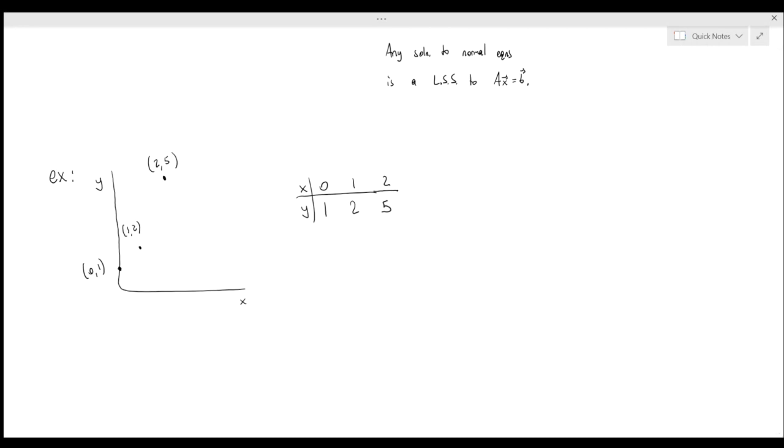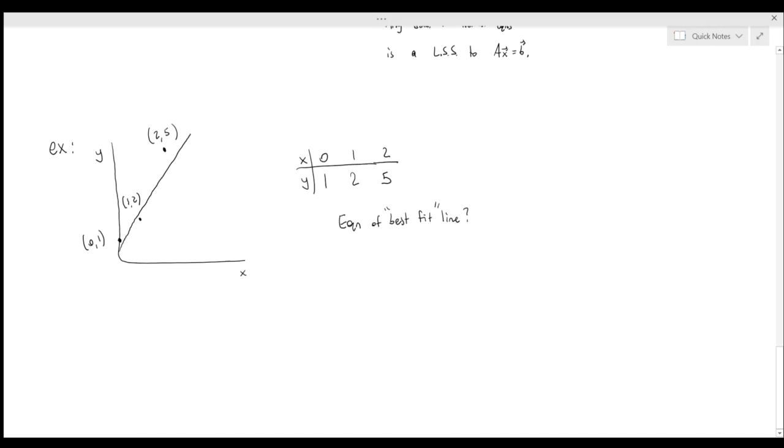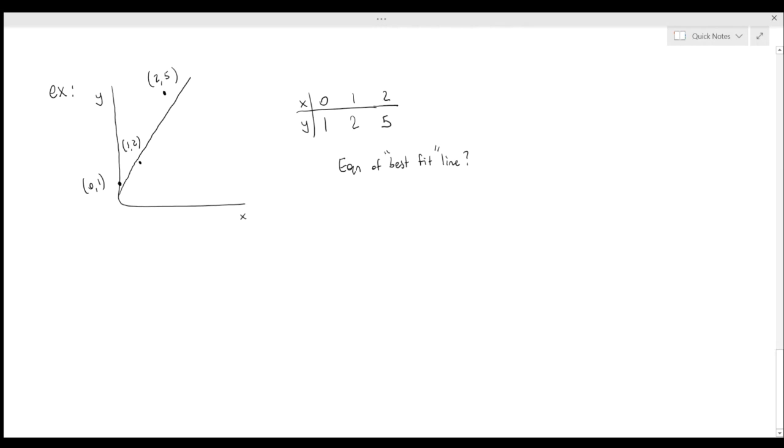All right. So something that you often try to do in applications is, after gathering some data points, if you create a scatter plot with them, often something that you try to do is find the equation of the line that best fits your data. Okay. And so in order to find the equation of the best fit line, we can do that by using the idea of least squares. Okay. So let's see how that would work.